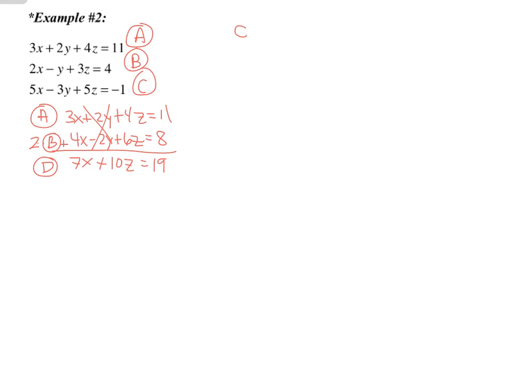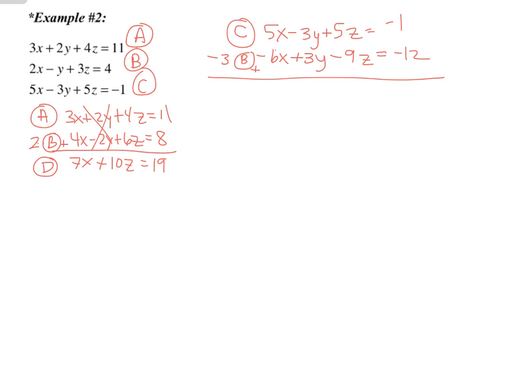Now I'm going to take equation C and I'm going to leave it just the way it is. I'm going to multiply equation B by negative 3 so that I can have a positive 3y to cancel out with the negative 3y. So 2 times negative 3 gives me negative 6, negative 1 times negative 3 gives me positive 3, 3 times negative 3 gives me negative 9, and 4 times negative 3 is negative 12. Remember, every term in the entire equation must be multiplied by whatever it is you're scaling up. So we can't forget the constants over here.